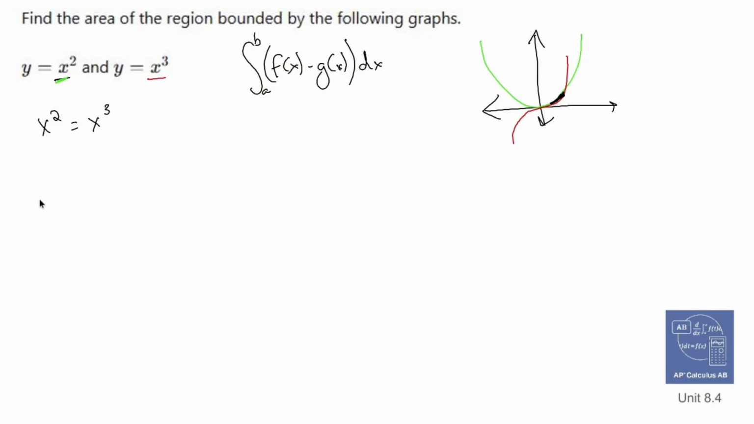So why don't I subtract x squared from both sides? So we get 0 equals x cubed minus x squared. Let's pull out an x squared, so 0 equals x squared, leaving us with x minus 1.